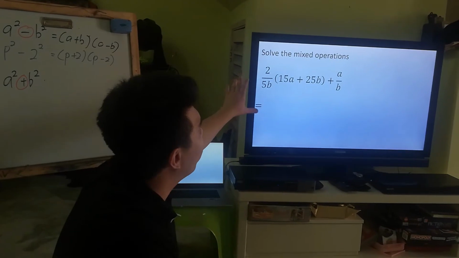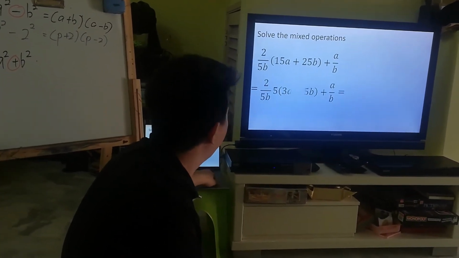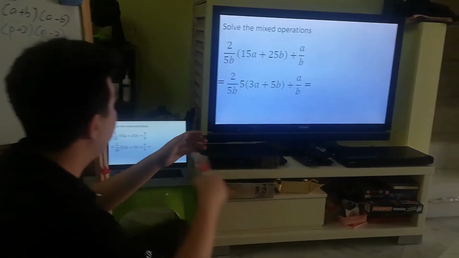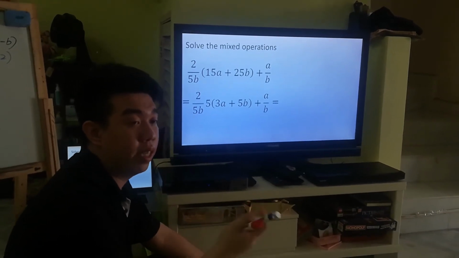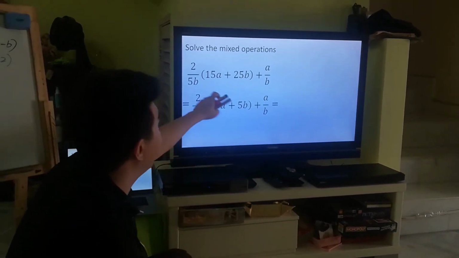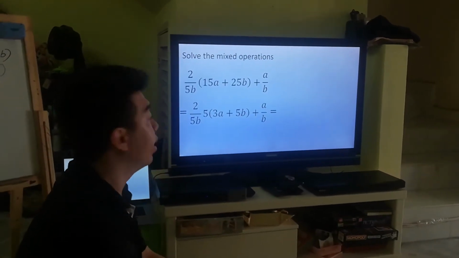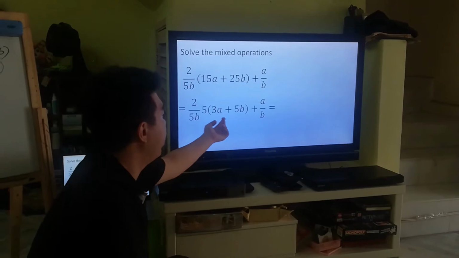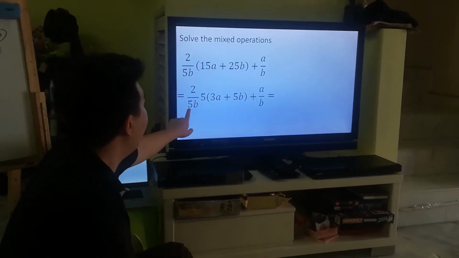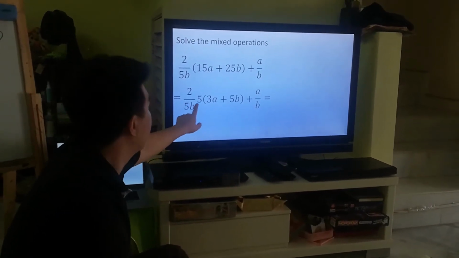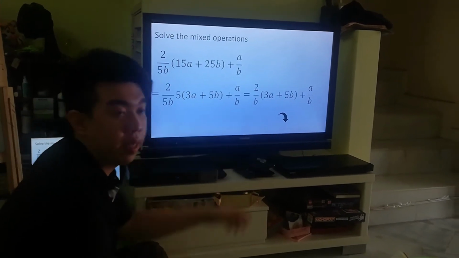It may look hard, but actually it's quite simple. So let's do the first one. See, we learned about factorization. We will keep on using factorization and expansion in this mixed operation. See here, 15 and 35, they're multiples of 5. So we bring out the 5. We get 3a plus 5b. Now it's the same, 5 and 5, so we can cancel it off. We get 2 over b, 3a plus 5b.